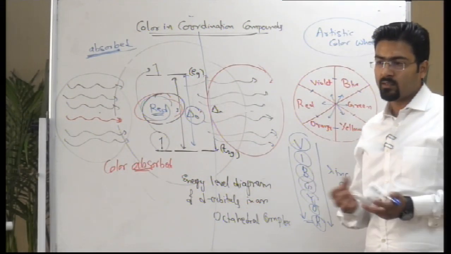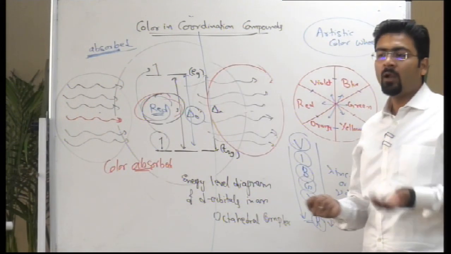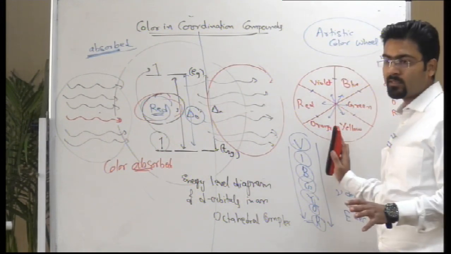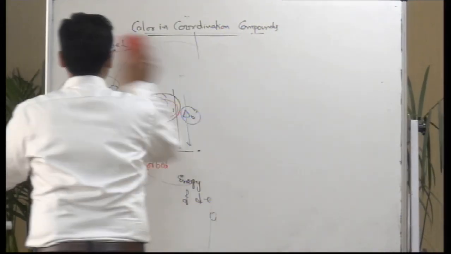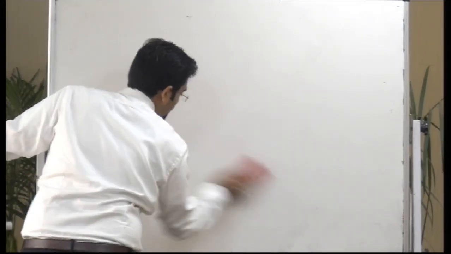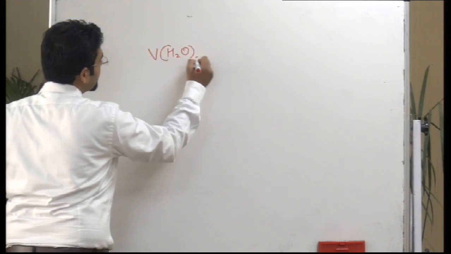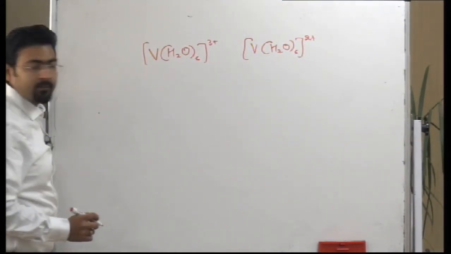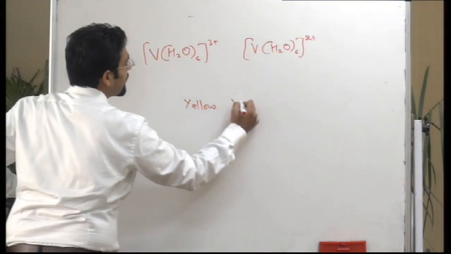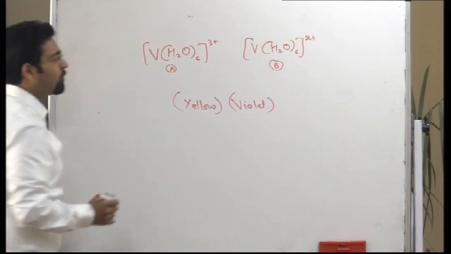Now let's see what kind of questions can be designed. So we have just discussed two things after CFT. In CFT I've discussed one thing, which is the factors affecting CFSE values, and another is the color of the complexes. Now I can relate the two. Let's see how I'm relating the two. I have two complexes, [V(H2O)6]3+ and [V(H2O)6]2+, right? One of the complexes is yellow in color and another complex is violet in color. You have to tell me, for example, name of this complex, let's suppose, is A and this is B. So which will show which color?